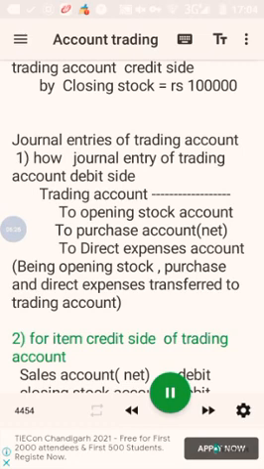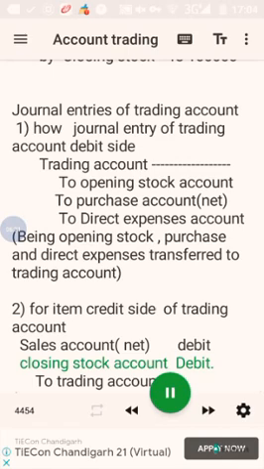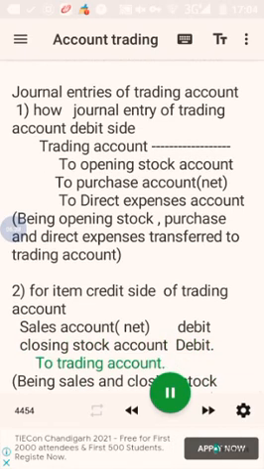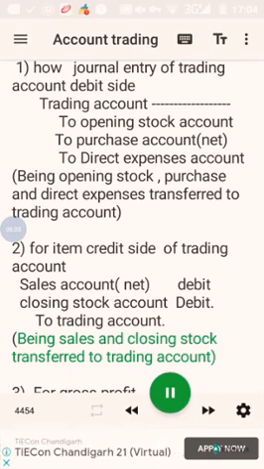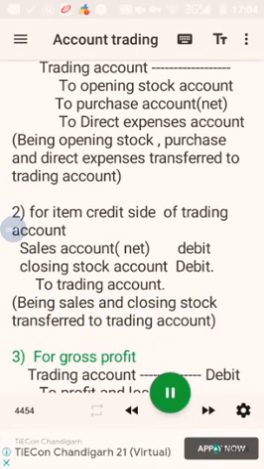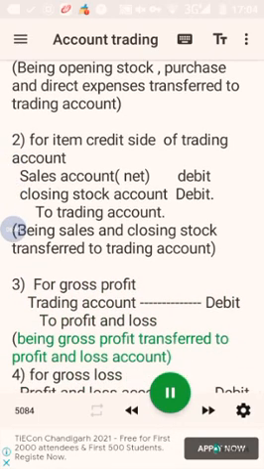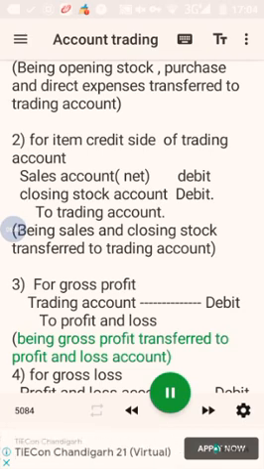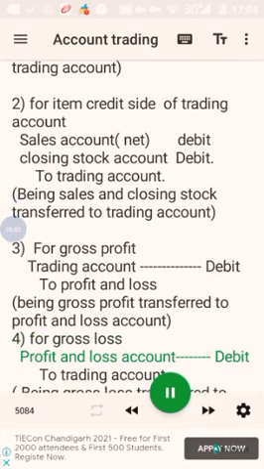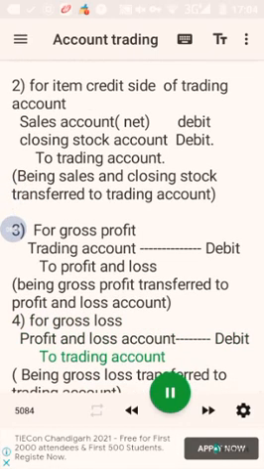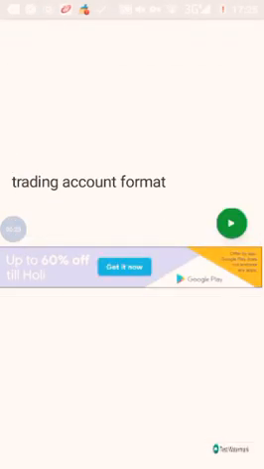2. For items on the credit side of trading account: Sales account net debit, closing stock account debit, to trading account. Being sales and closing stock transferred to trading account. 3. For gross profit: Trading account debit, to profit and loss. Being gross profit transferred to profit and loss account. 4. For gross loss: Profit and loss account debit, to trading account. Being trading account format.